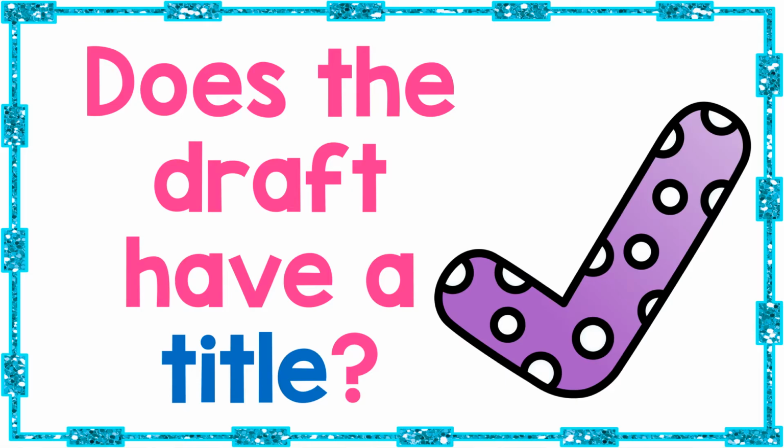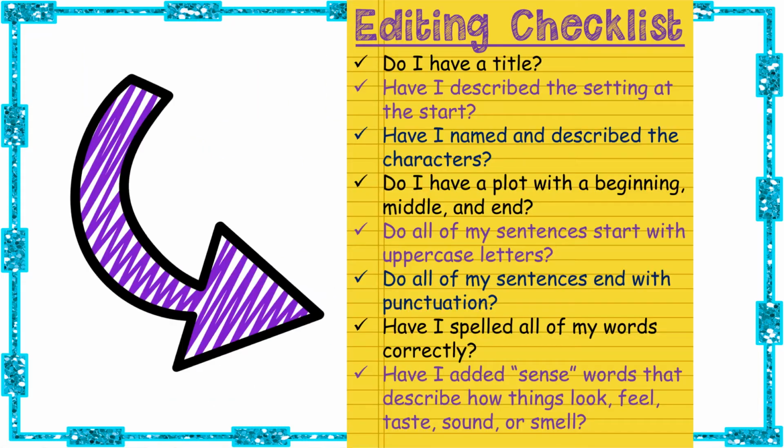Let's recall some things for a checklist for our draft. So when you're looking at your draft, the first thing you make sure, do I have a title? Is my title capitalized? Now here is a quick editing checklist. So you can go back and take the sheet from yesterday, our sheet that we answered those questions on. I believe it was 12.3.